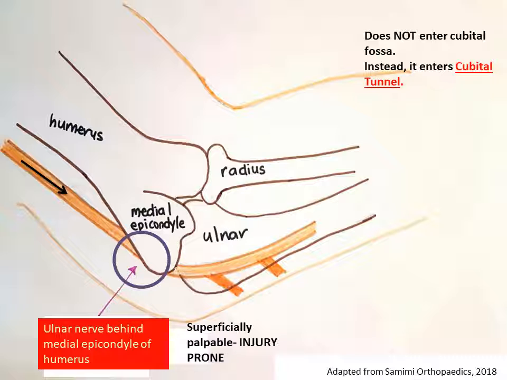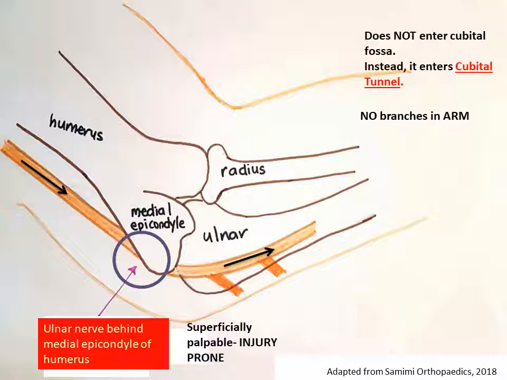As you can see, the ulnar nerve has not given off any branches, be it muscular or sensory. It does not give any branches in the arm. The ulnar nerve only gives them in the forearm and hand.